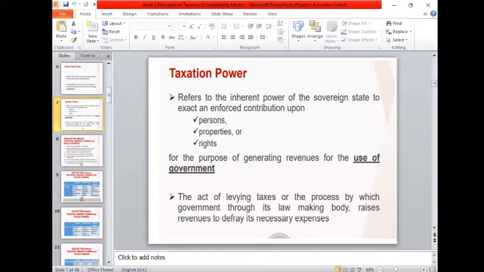But this taxation power may not be exercised by the government if there's no tax law created to exercise it. Because yes, we have our constitution that exercises the taxation power, but we need a specific law for the tax on how it may be exercised by the authorized government agency to collect taxes from the following persons, properties, and rights.